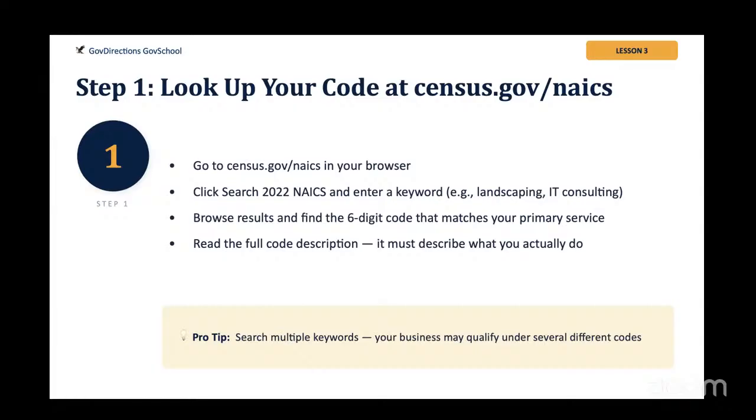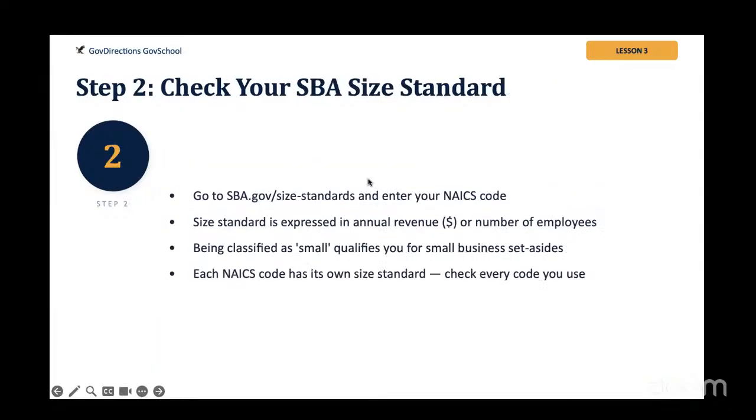Browse results, and you'll find the 6-digit code that matches your primary service. And of course, always read the full code description, because oftentimes, for example, if you're looking at some sort of metal fabrication, it could be a different description. You can buy the product versus potentially making the product. Okay, so there's different ways, or even consulting with the product. So service, commodities, these may have different codes. Pro tip, there at the bottom, search multiple keywords. Don't just depend on one. And you'll find that to be a much more productive way to do this.